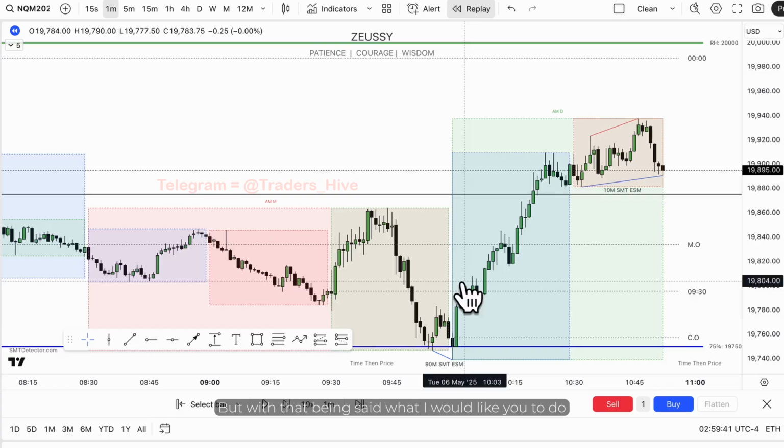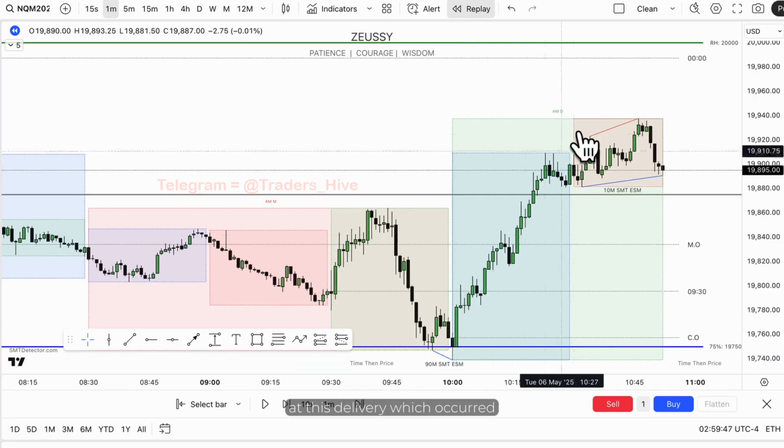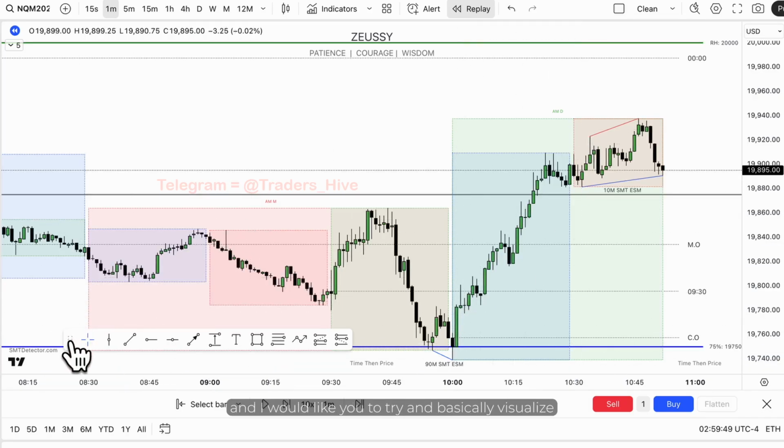But with that being said, I would like you to pause this lecture for a moment, and I would like you to look at this delivery which occurred, and try and visualize for yourself where you would feel comfortable entering the position and how you would manage the position as it's continuing to move higher. Now, when it comes to trade management, it's important that we begin looking at trade management through the lens of the following perspective.